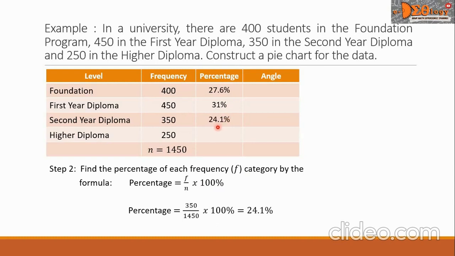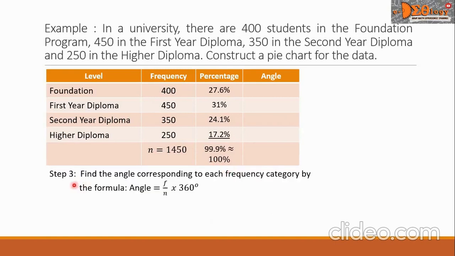The next blank is 24.1%, and that is when we have the 350 divided by 1450 times 100%. The last blank is 17.2%, and this comes from 250 divided by 1450 times 100%. After that, let us get the total of this column. We will have 99.9%, and this is equivalent to 100%.